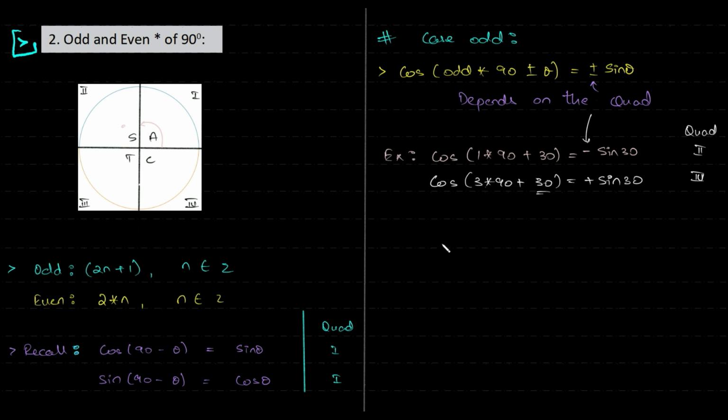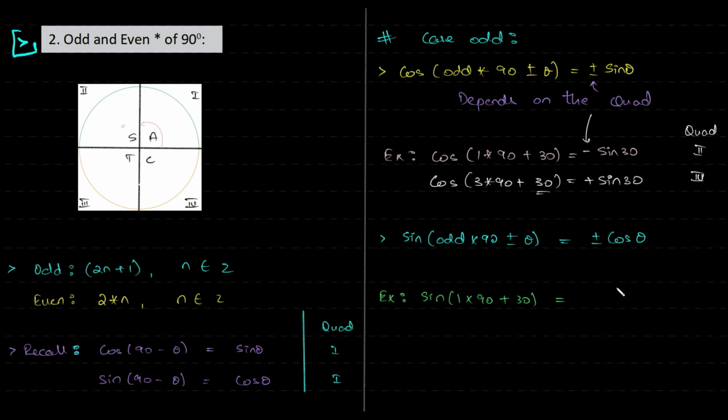Same set of understanding or thinking goes over sine as well. Sine of odd multiple of 90 plus or minus theta will be equal to plus or minus, what should it be? Yes, cos of theta. So here too, everything depends on the quadrant. For example, sine of 1 into 90 plus 30 will be what?